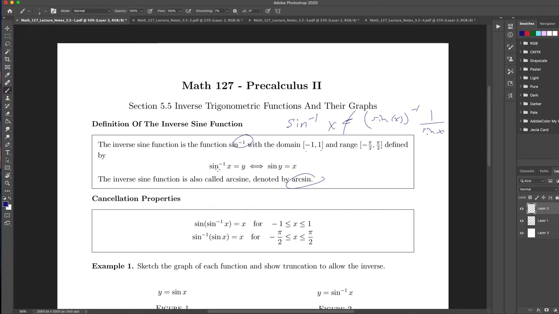And what does it mean to be an inverse? Well, an inverse means it puts things back to where it found it. So here, if I had the inverse of x equals y, that means sine of y was x. So if sine of y put something at x, the inverse of that is going to put it back.